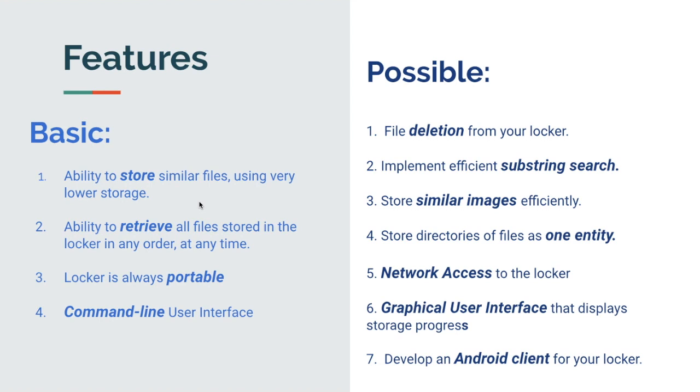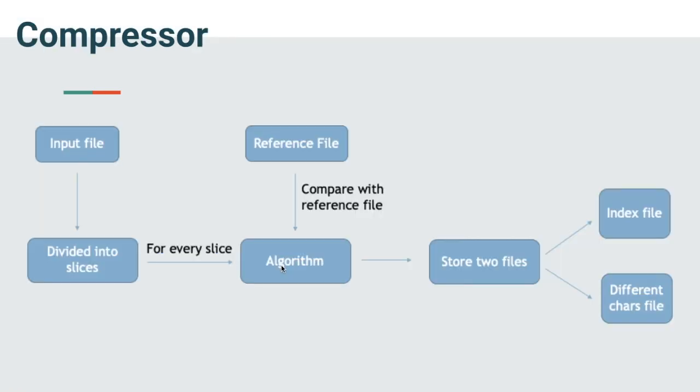For our features, our basic features are that you can store similar files and retrieve files from our Locker. And our Locker is always portable. It means that you can use a USB to copy our Locker. And you can communicate with our deduplicator using the command line. We also implement 7 possible features. You can delete files, search substring, and store similar images. You can also store directories of files as one entity. We can support access from network, GUI, and Android client.